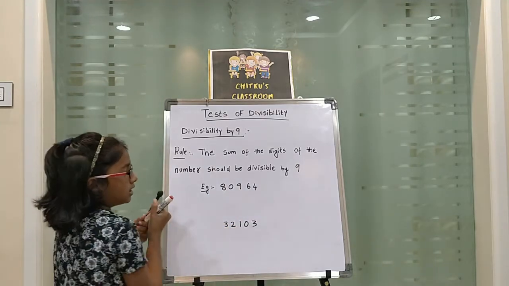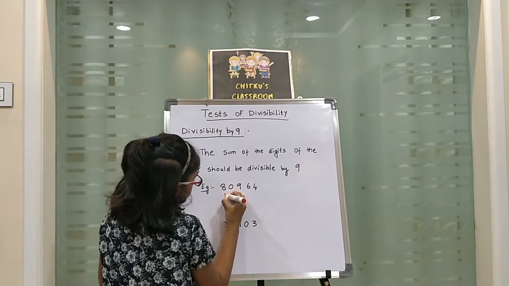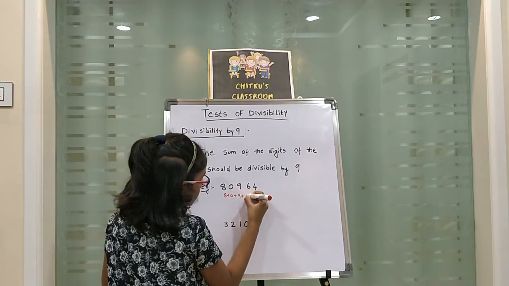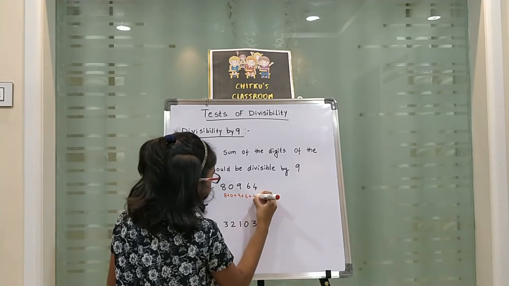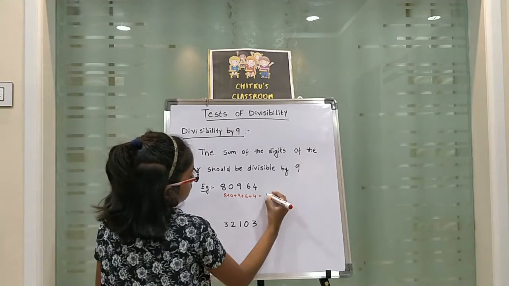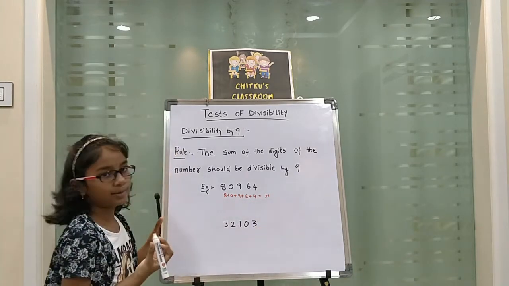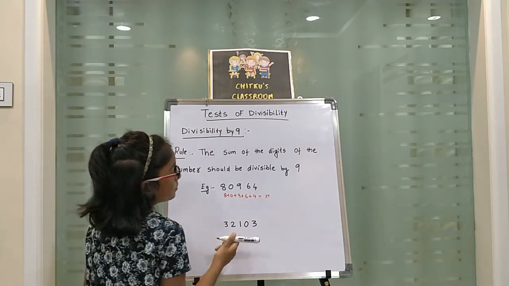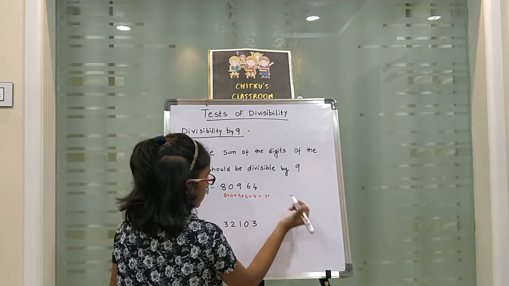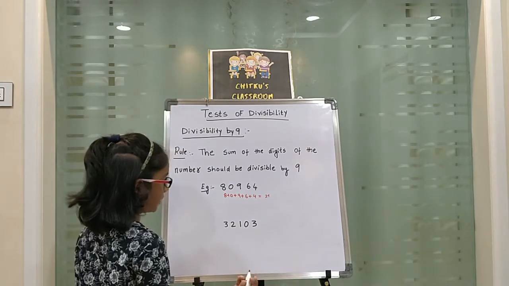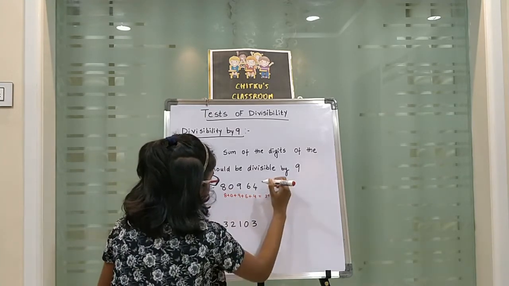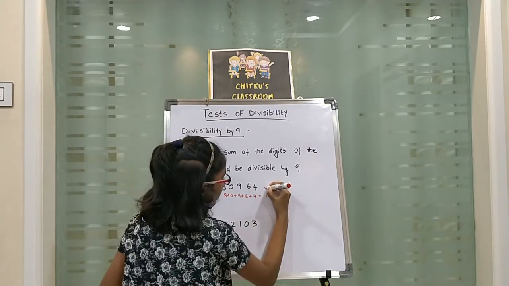So next, let's add this, okay? 8 plus 0 plus 9 plus 6 plus 4. So now let's add it. 27. Is 27 divisible by 9? Yes, 27 is divisible by 9. 9 times 3 is equal to 27. So that means 80,964 is divisible by 9.